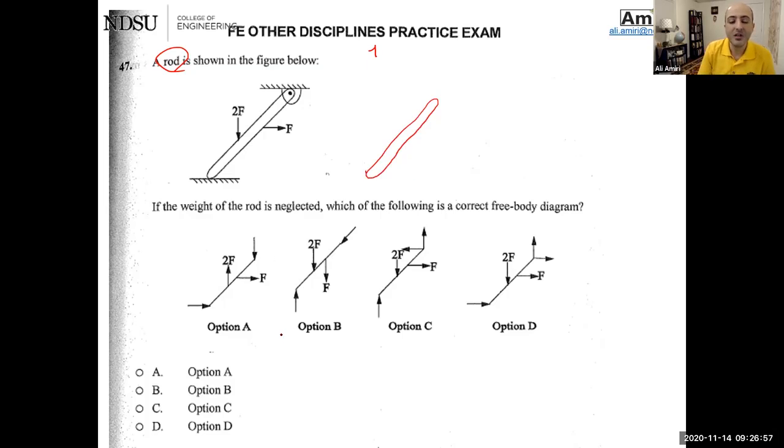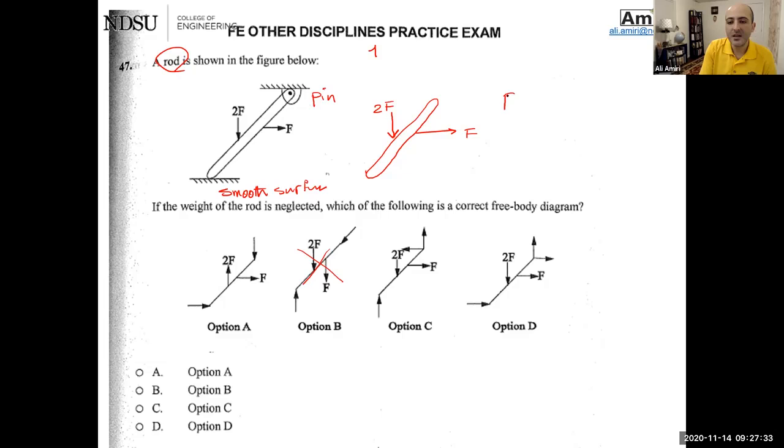Active forces, the forces that are trying to mess up the equilibrium. I see a 2F, and I see another F going this way. Okay, which already eliminates this one. So we know option B is not it. But the other ones, we still don't know. They're all very similar. We have two surfaces here. It's a pin. This one, again, is a smooth surface.